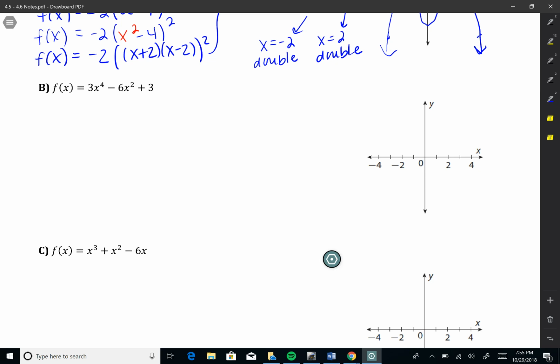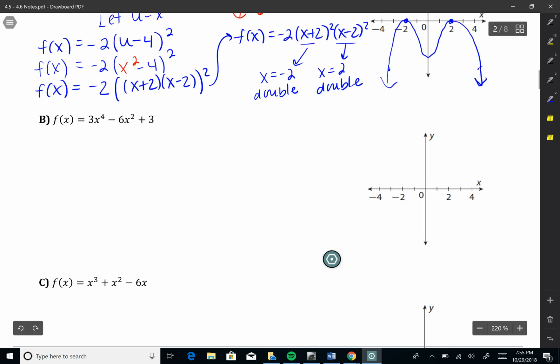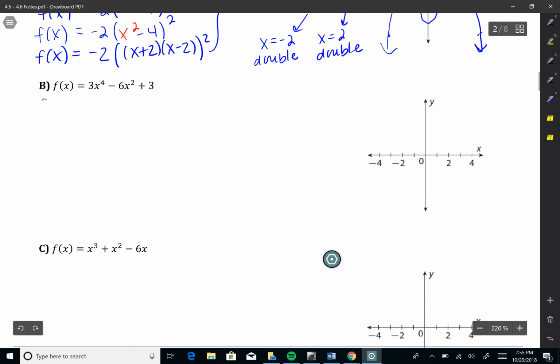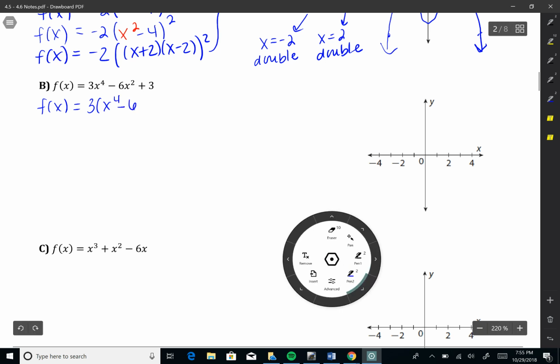Looks like I could take a 3 out of all those. So let me write this. F of x equals 3 parentheses x to the fourth minus 6. Oops, I didn't divide that by 3. That would be a 2 minus 2x squared plus 1.